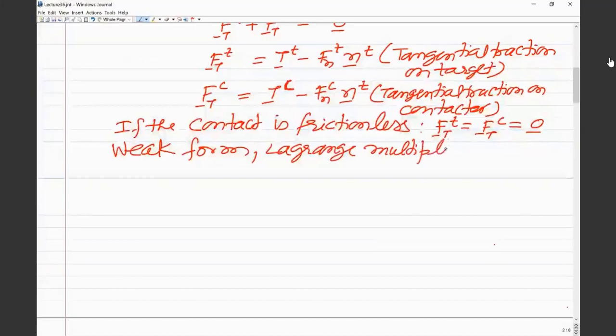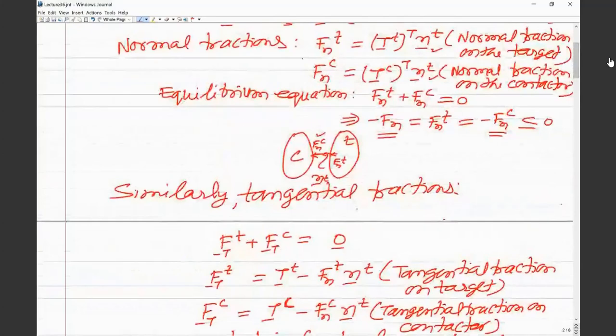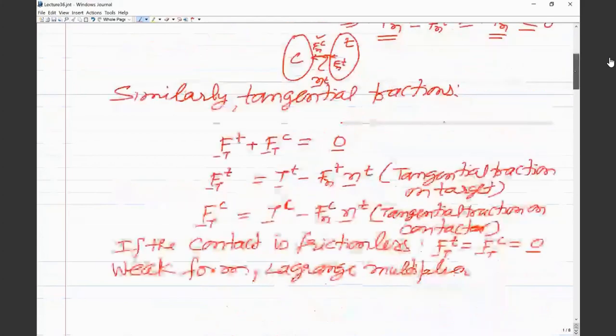Sir, while writing FTC, on the right hand side we have taken the normal of the target. Yes, so we are defining it with reference to the target body. Same thing if you see over here, when I defined the normal tractions on the contactor, I have taken this normal to the target body. So we are taking the normal to the target body as a reference and defining the normal tractions as well as the tangential tractions in terms of that. We will follow that consistently subsequently.